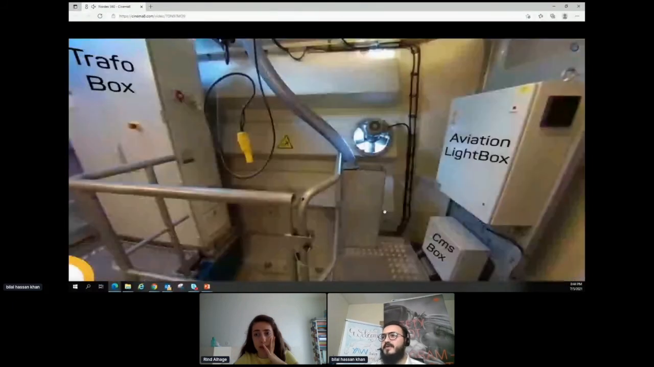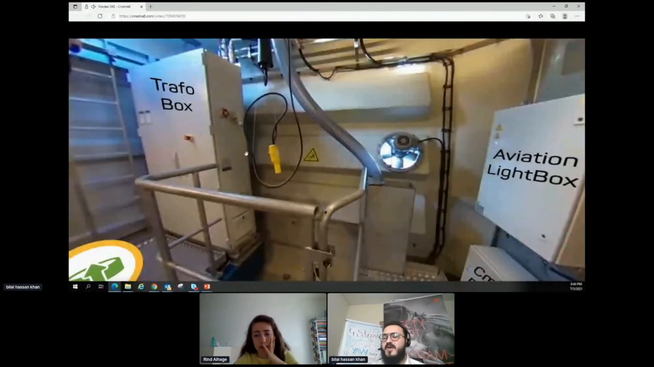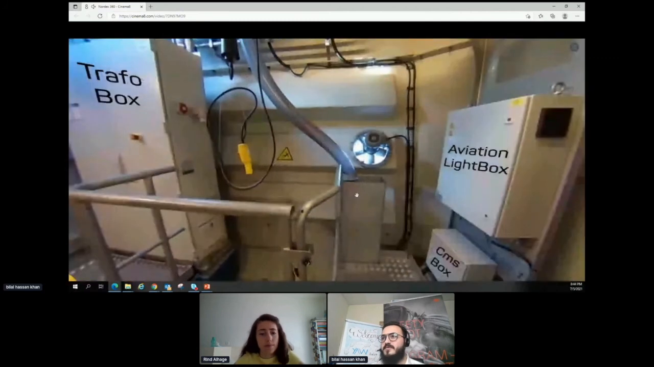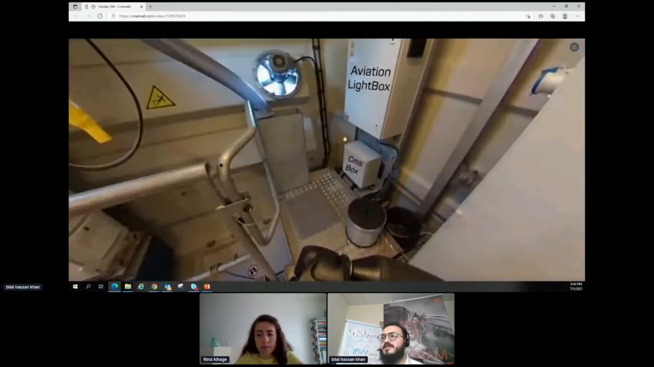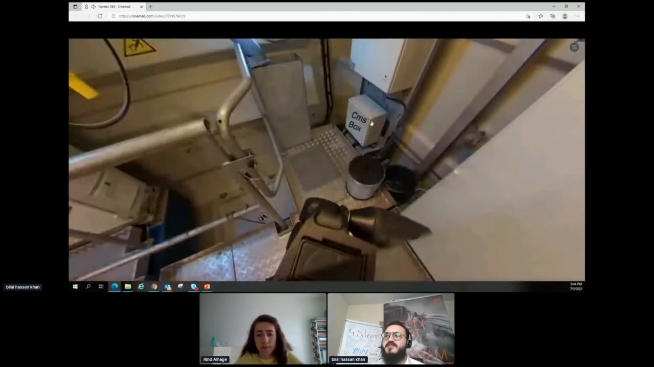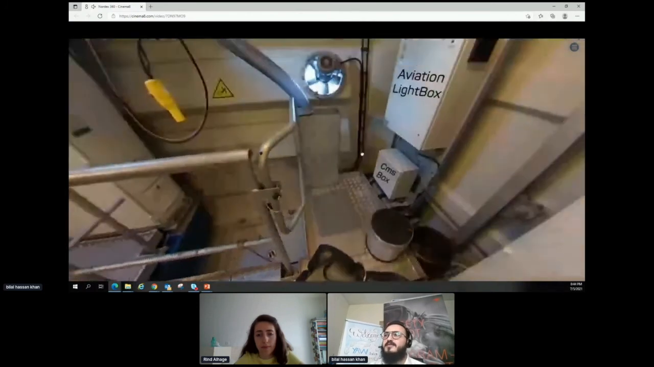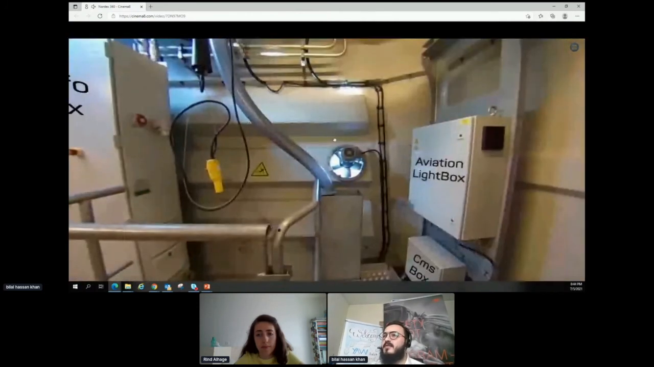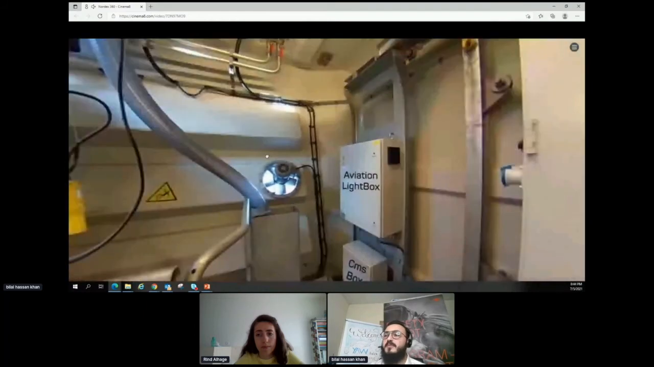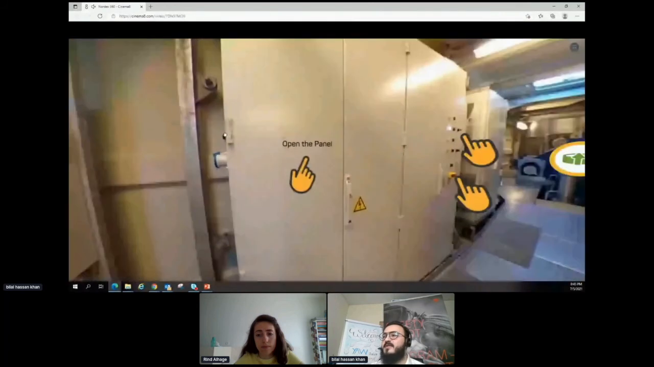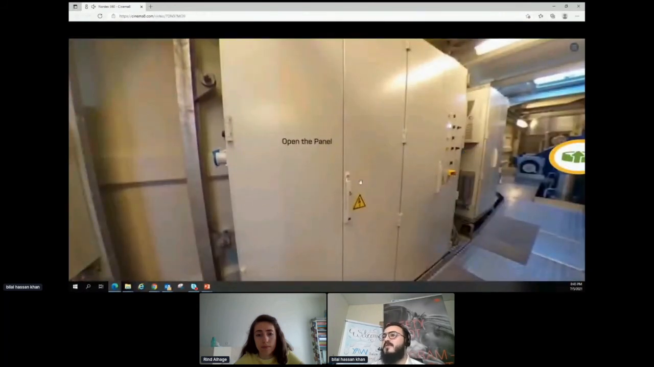Also, let's go there. At the end of the nacelle, we have a trafo box here. I will show you the inside picture of the trafo box as well. And we have an aviation light box inside the turbine and the CMS box, the condition monitoring system. It checks all the main components all the time and gives us information if anything is going to get damaged early. Also, we have different kinds of panels here. Like we have a, let me open this.